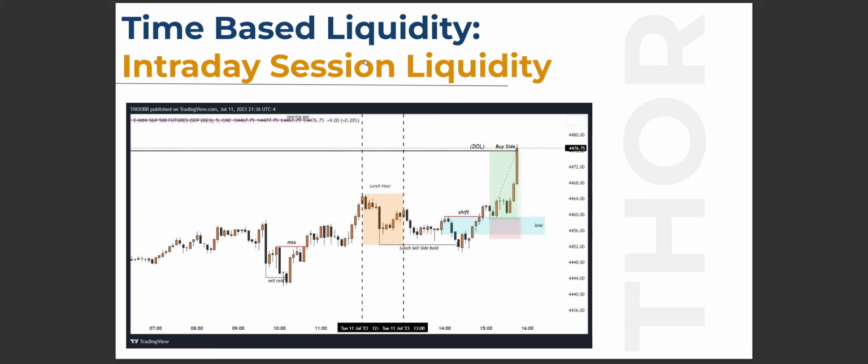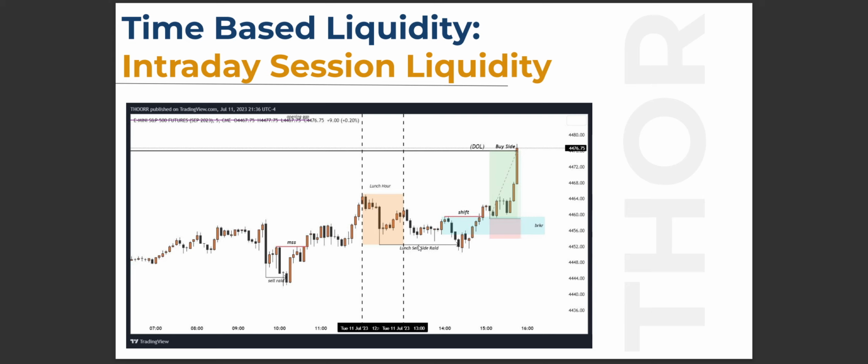The second, no, actually not the second. Intraday session liquidity is usually the New York AM session or PM session highs and lows, or lunch hour in this example. So in this example, during lunch hour, which is between 12 p.m. to 1 p.m., the market formed a range, and in that range you'll have a swing low, which is your lunch sell side, and you'll have a swing high, which is the buy side liquidity. And going into the afternoon, by using the lunch hour range swing high and swing low, you could anticipate or trade the opposite direction.